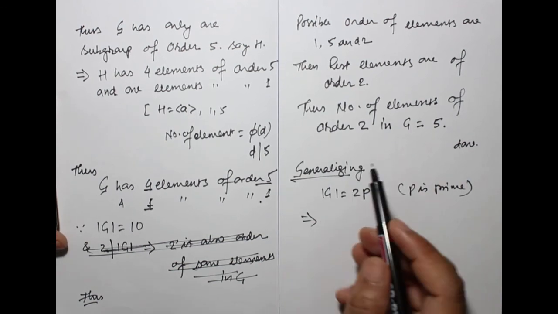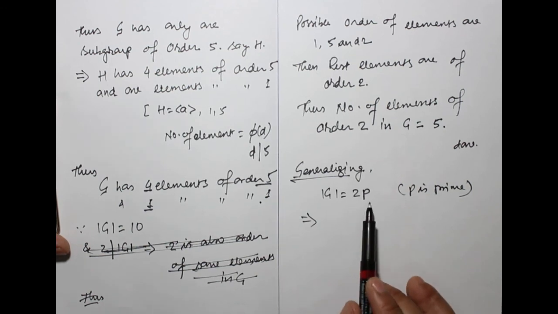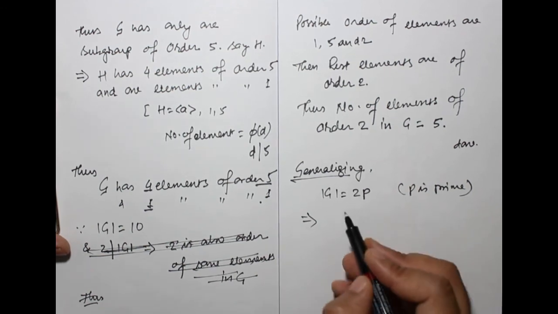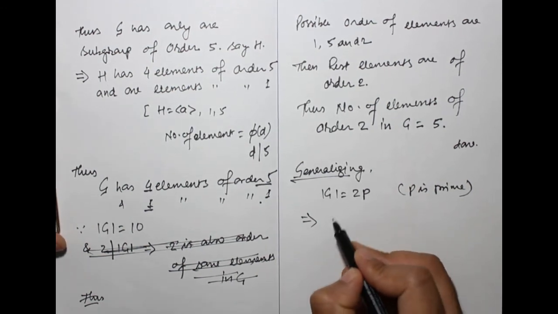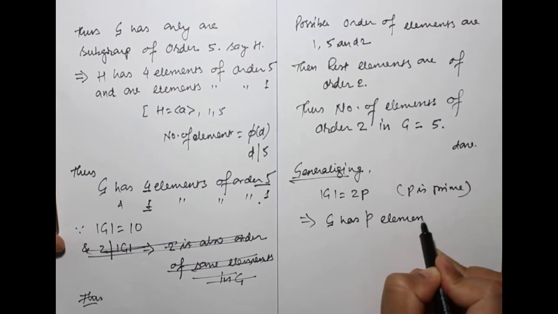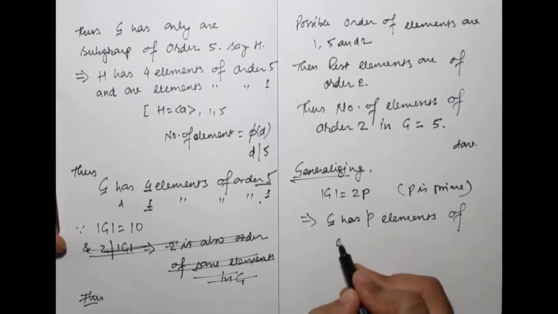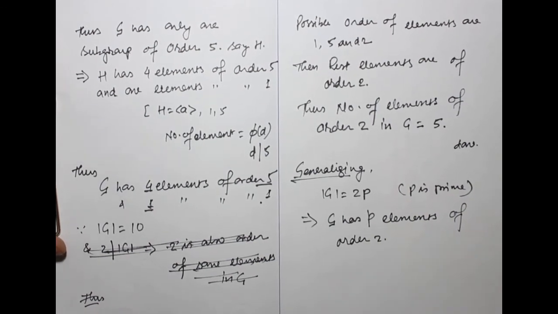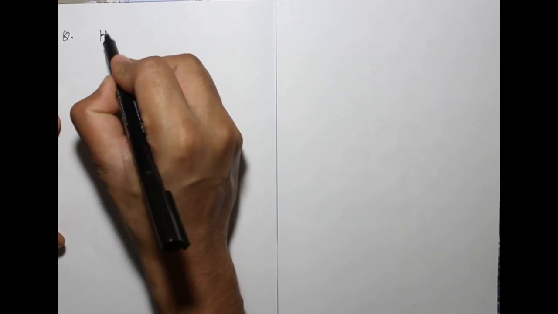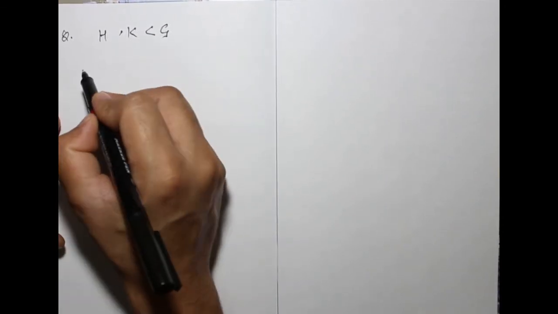Now generalizing this concept for the non-abelian group of order 2p, where p is prime, G has p elements of order 2. Let H and K be subgroups of G.